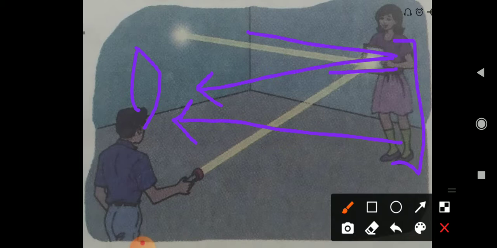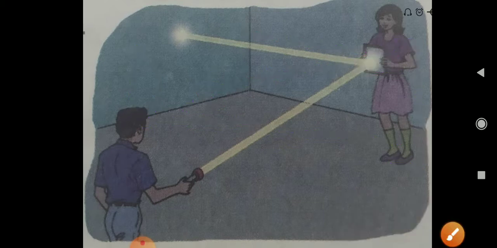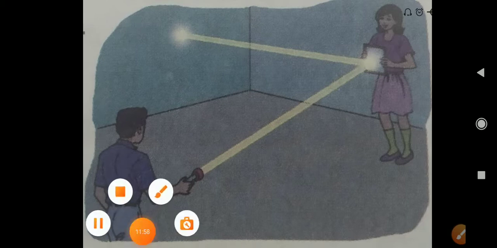It means we can see any object only when the light reflected from an object enters our eye. Only then can we see the objects, right?